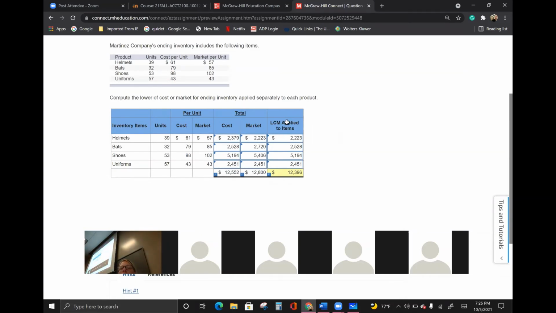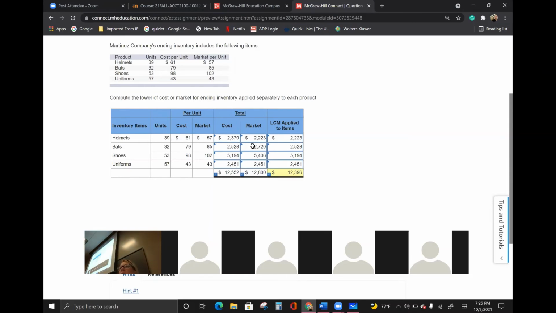The lower cost of market applied to the items. So which one's lower here? The market, right? So we're going to use the market price. The bats, again, just calculate it out. I have 32 units, multiply it by your cost of 79. So we have 25.28. We have 32 times 85, so that's 27.20.